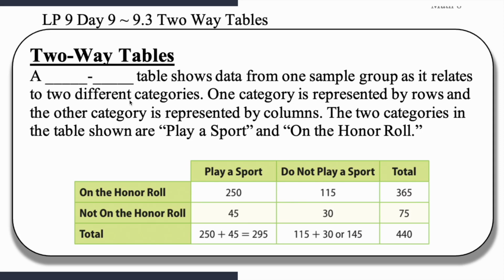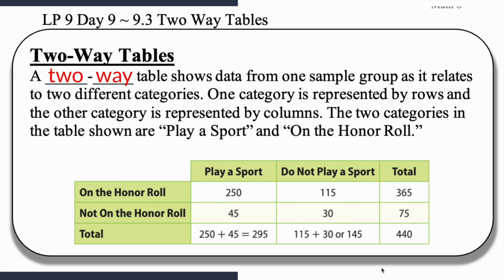So in this video, we're going to start taking a look at two-way tables. A two-way table shows data from one sample group as it relates to two different categories. One category is represented by rows and the other category is represented by columns. The two categories in the table shown are play a sport and do not play a sport, and then we have on the honor roll or not. So that's how they're comparing.